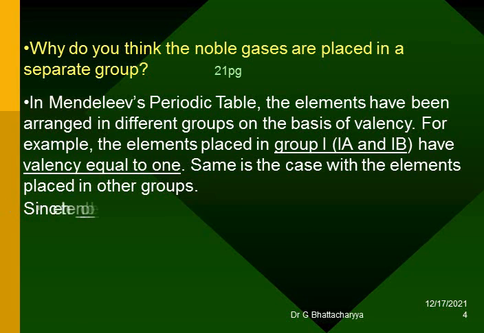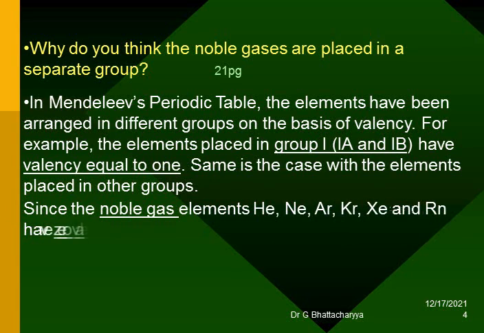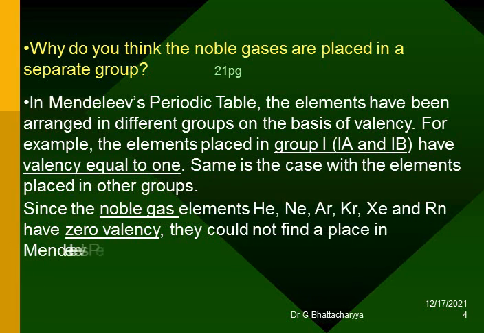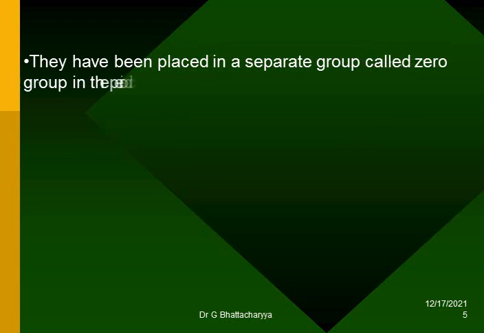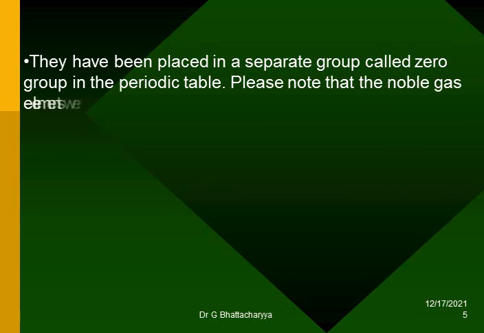Since the noble gas elements He, Ne, Ar, Kr, Xe and Rn have zero valency, they could not find a place in Mendeleev's periodic table. They have been placed in a separate group called zero group in the periodic table. Please note that the noble gas elements were not a part of Mendeleev's periodic table. They were added later on.